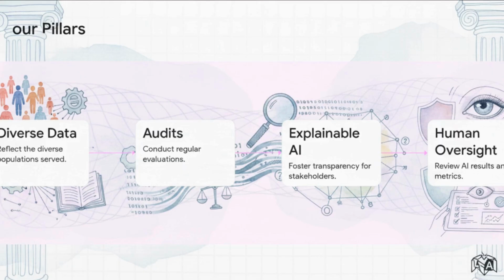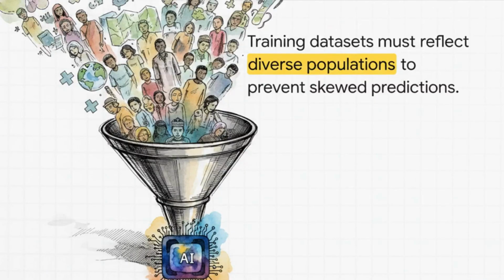These four pillars work together as a massive safety net to catch and mitigate bias before, during, and after an AI is deployed. Let's break each of these down really quick. Pillar 1 is all about the foundation: diverse data representation. Remember how we said prejudiced training data is a primary cause of AI bias?